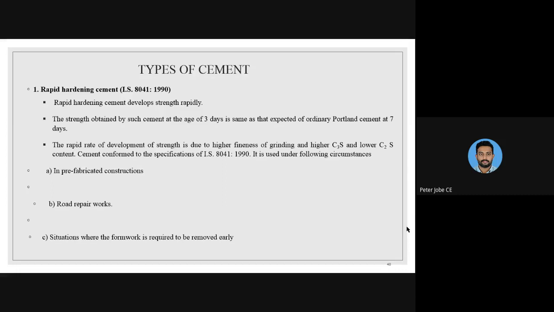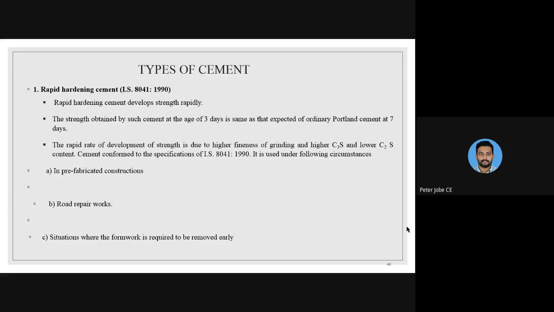In this rapid hardening cement, the strength obtained at the end of 3 days will be equal to that expected at the end of 7 days. We use this rapid hardening cement when we want to move the construction activity very quickly. We can't wait until 7 days to remove the supports. You can see the supports given for construction activities, especially if we are casting a concrete slab. We can't wait till 7 days to remove all these things. So if we want to proceed with the construction activity, we use this rapid hardening cement.